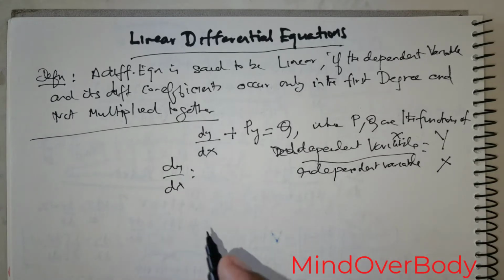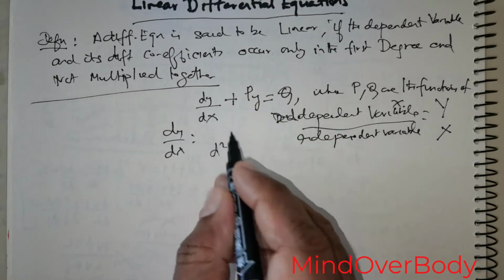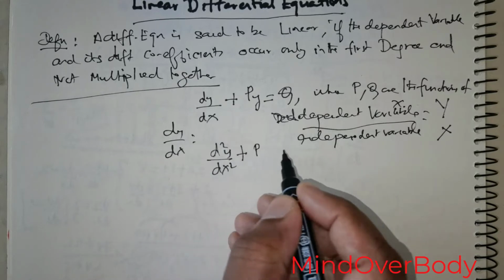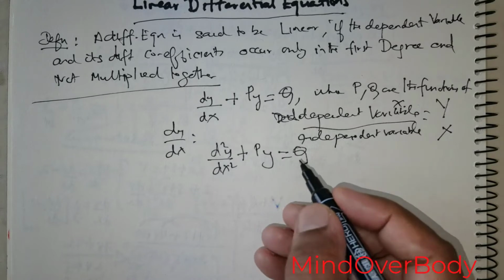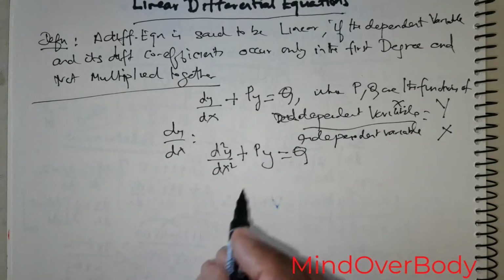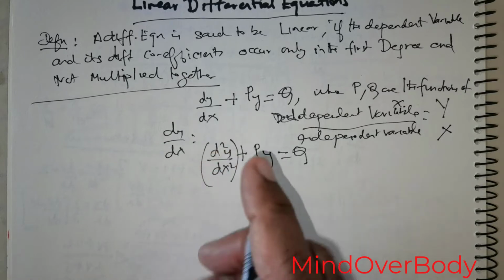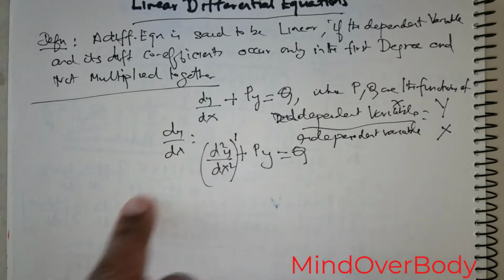So that means it's purely acceptable if you have something like this, say d squared y over dx squared plus, say, p times y is equal to some q. Now this has an order and it has a degree. Now the degree should always be 1. So this is a linear differential equation.